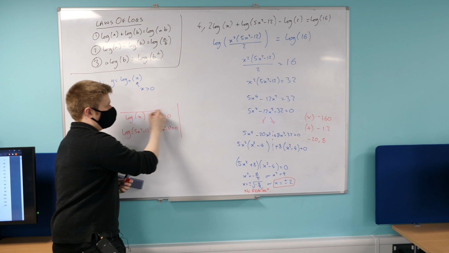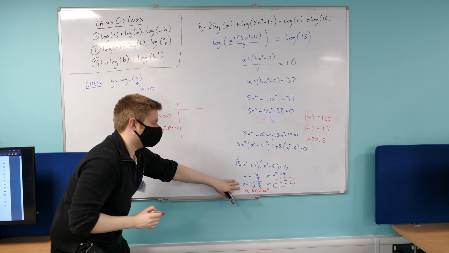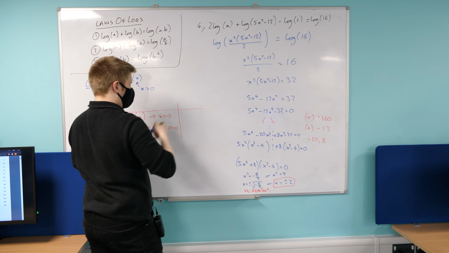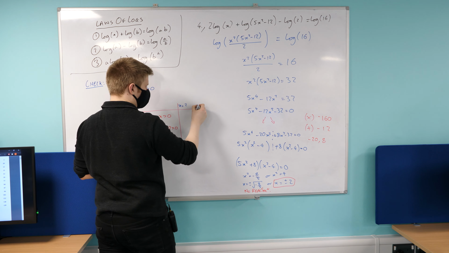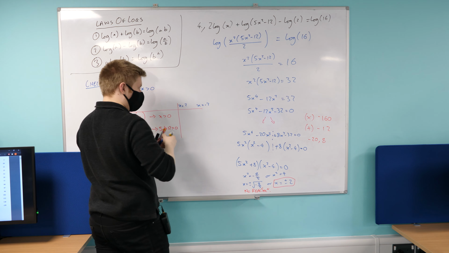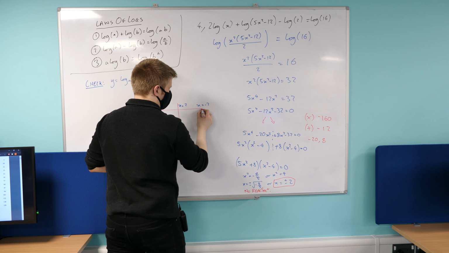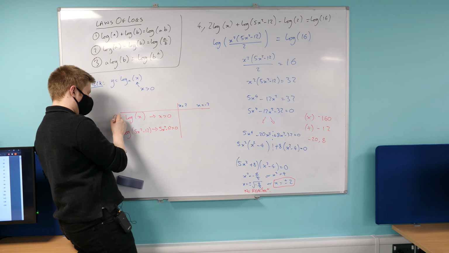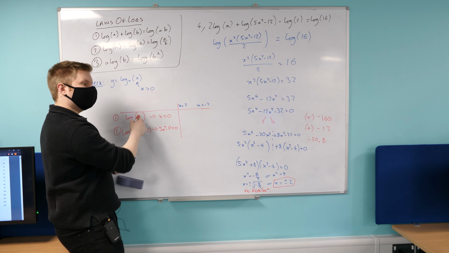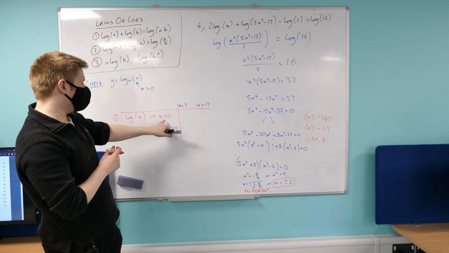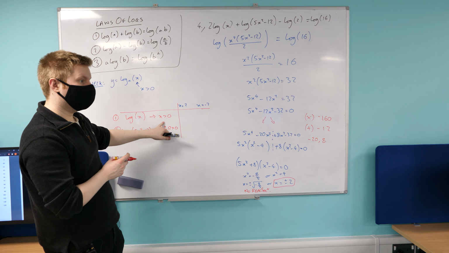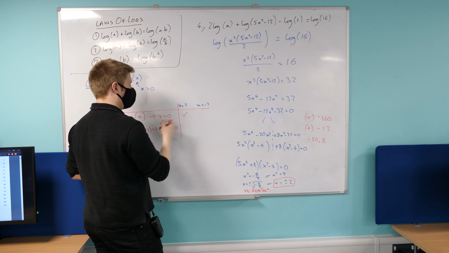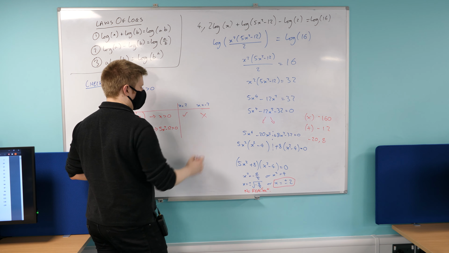And then we have two x values to check. We've already ruled out these x values here, so we've got to check x is equal to plus or minus 2. Let's check first of all x equals positive 2, and then x equals negative 2. If we stick x equals positive 2 into the first logarithm, I'll call it logarithm 1 and logarithm 2, is x positive? x equals 2, yes, so we can stick a tick there. If we stick x equals negative 2 into this logarithm, is that positive? No, so put a cross there.